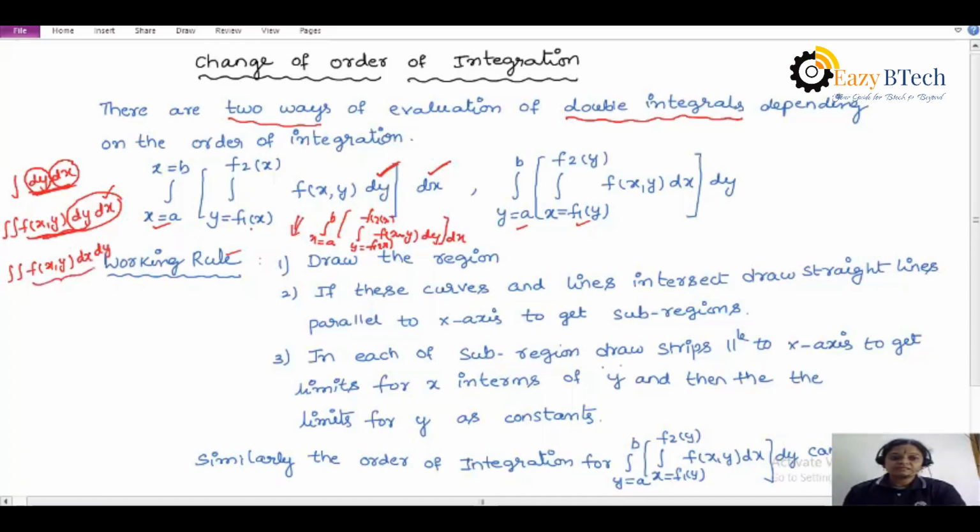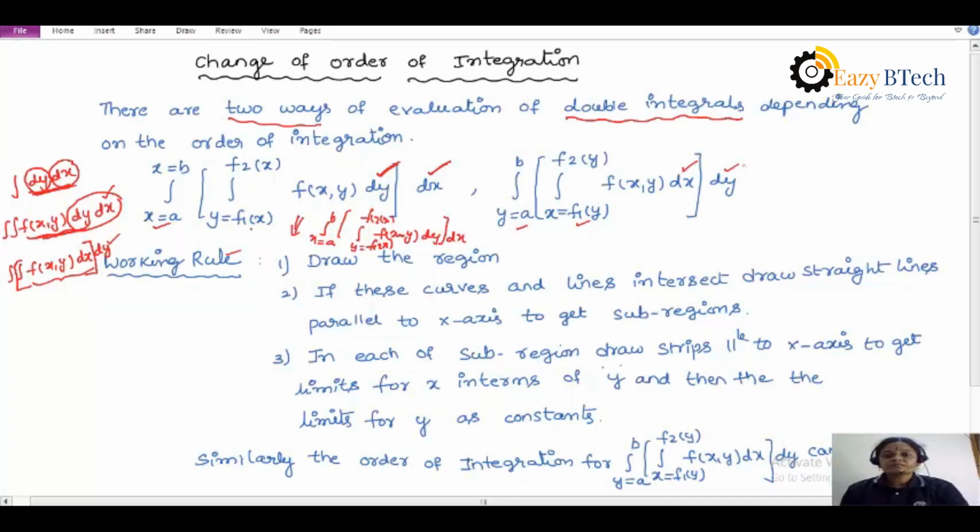So what is the meaning of dx dy, students? At first integration with respect to x and then second integration with respect to y. That is the change of order of integration. See here in the second function, y is equal to a to b, the constant limits, and x is equal to f1 of y to f2 of y. So at first we do integration with respect to x and then y.